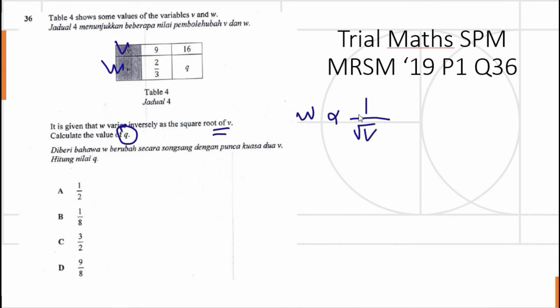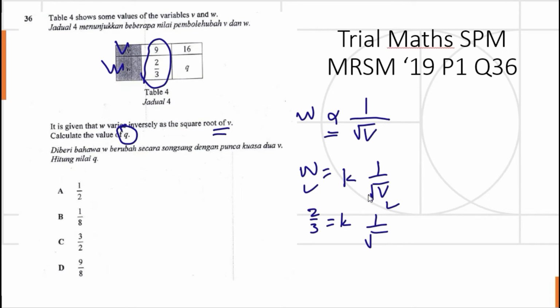So in this one we have variation, we have to make it into an equation. So W is equal to K, a constant, times 1 over square root of V. So if we have one set of V and W, then we can get K. Here we have 9 and 2 over 3. So 9 is V, 2 over 3 is W. So 2 over 3 is equal to K.